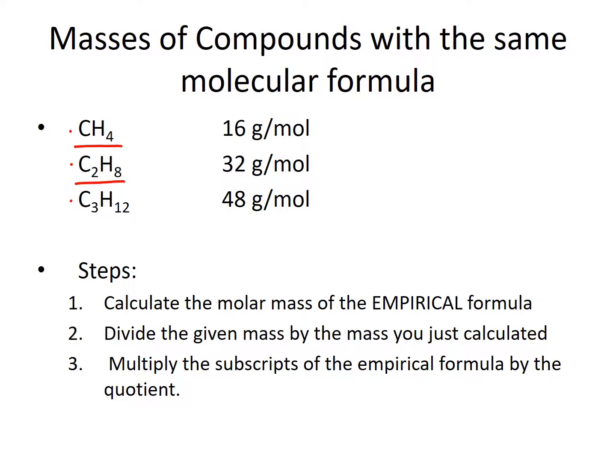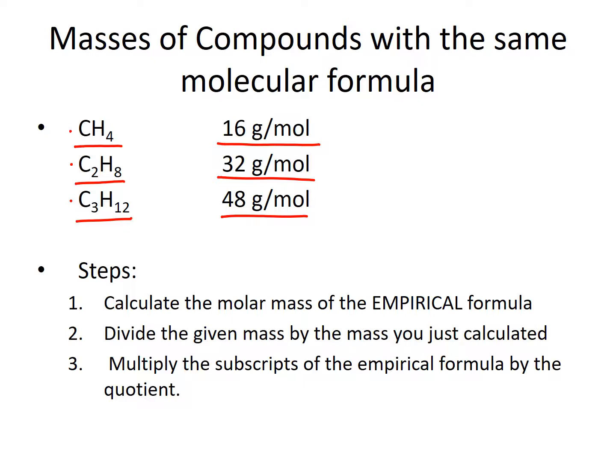Now we see that the mass of CH4, 1 carbon and 4 hydrogens, is 16 grams per mole. So if you double the formula, you will also double the mass. If we look at C3H12, that formula is 3 times the original formula, and so is its mass. So if we know the empirical formula and the mass of our compound, we can calculate its molecular formula.